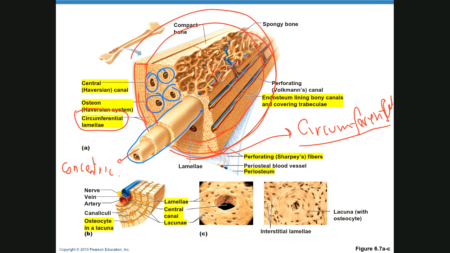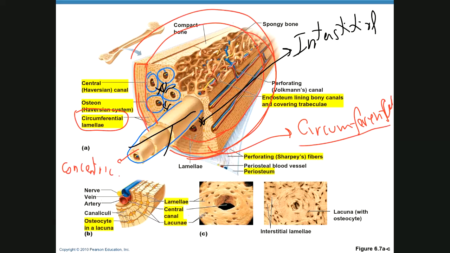And then there is yet another lamellae. In between osteons, there are the remnants of old osteons. Again, bone tissue is active. Old osteons are going to be destroyed. New osteons are going to be made. What remains of the old osteons is going to be interstitial lamellae.